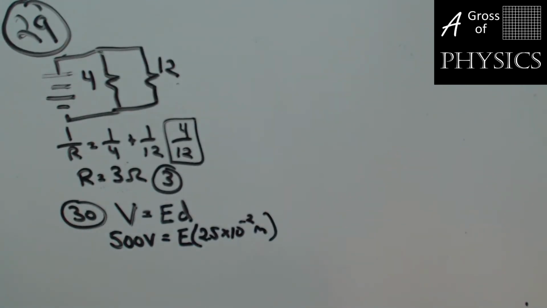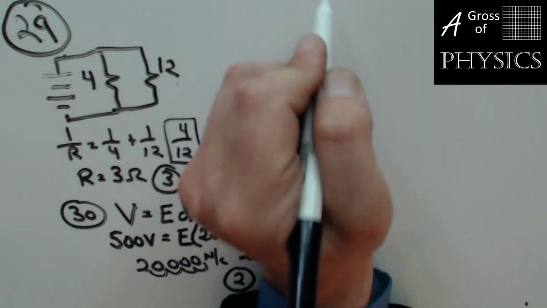So we're going to divide 500 by 2.5E negative 2, and I'm going to get 20,000 newtons per coulomb. Now, of course, that's going to be in scientific notation, 1, 2, 3, 4, so 2E4, or choice 2. All right, 31.